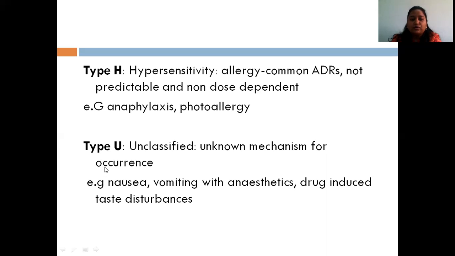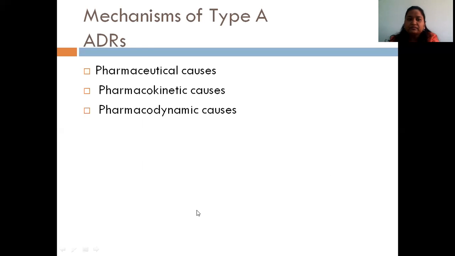regulatory bodies. So type U is the unclassified, which is the type of adverse drug reaction where the mechanism behind the reaction is not known. Like with some anesthetics, when anesthesia is given to the patient, the patient feels nauseated and vomits, but the cause of this nausea has not been defined. There is no mechanism proposed for why this happens. Or some drug induced taste disturbances. So this is type U.